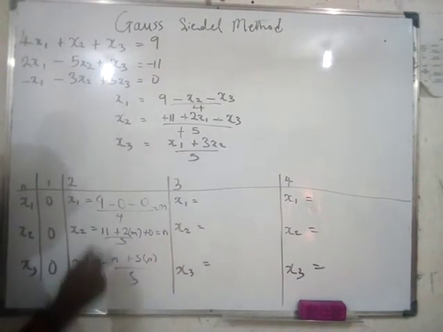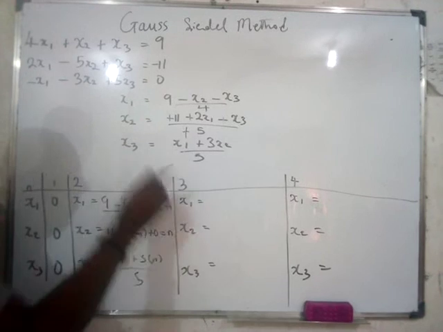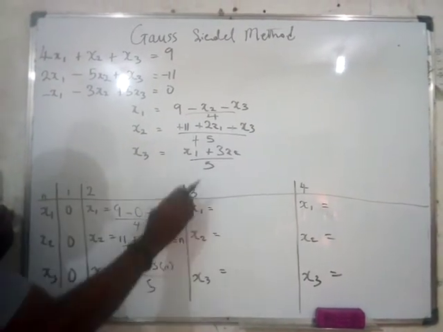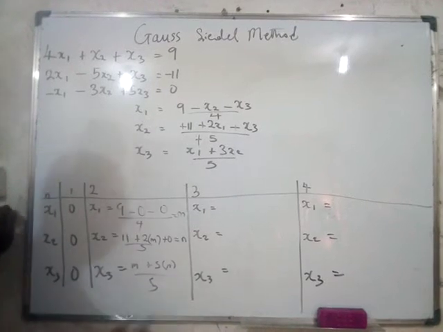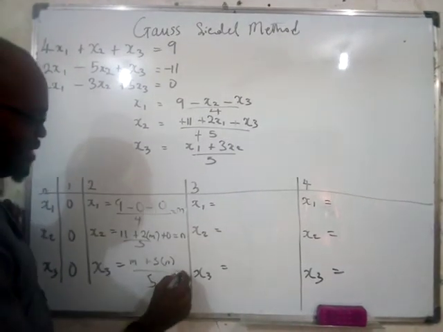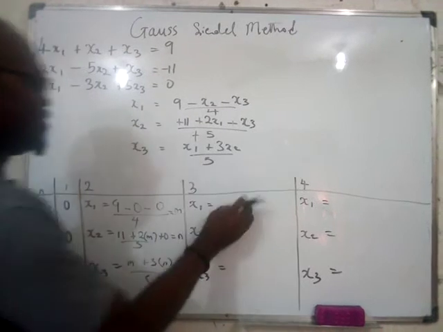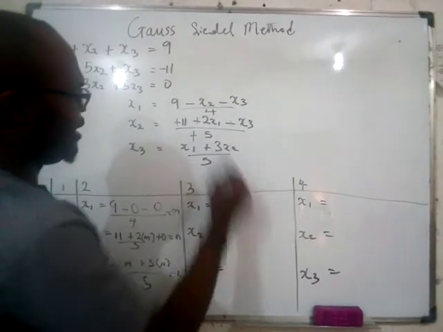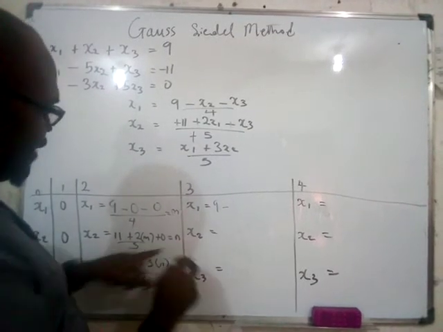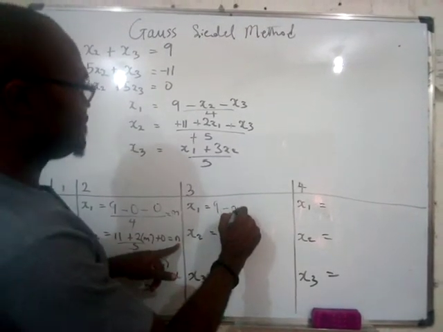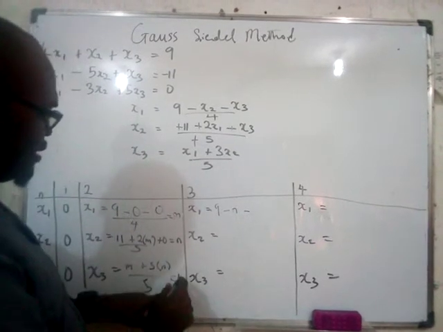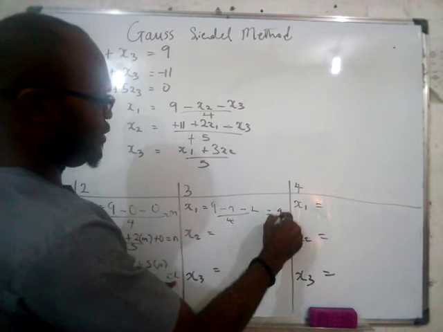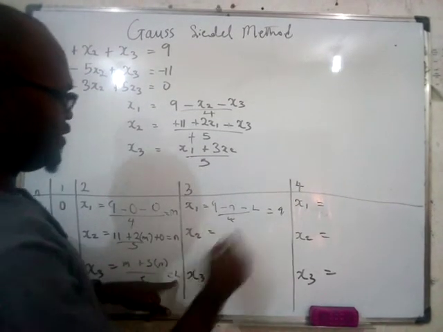So the values you are using are the values that you already found previously, instead of using the whole of this and then the whole of that. Let's say you solve this out, you have L. Now to solve this one, you still use 9 minus x2. The latest value of x2 is n, minus the latest value of x3, which is L, all over 4. To find Q, that's the latest value of x1 now.